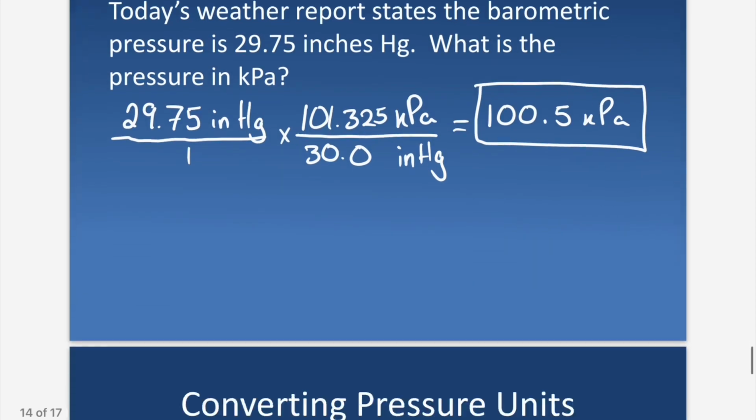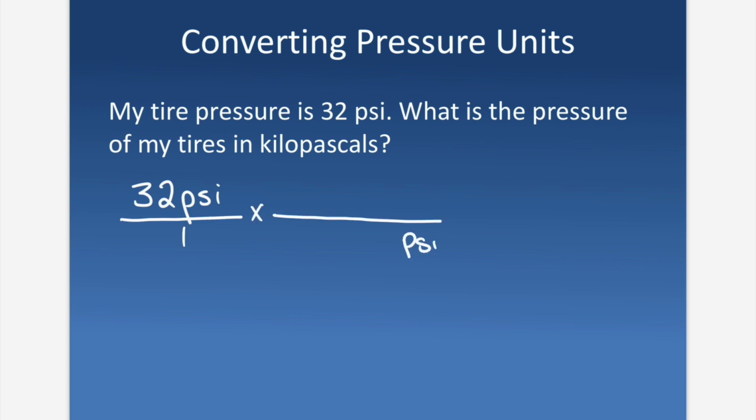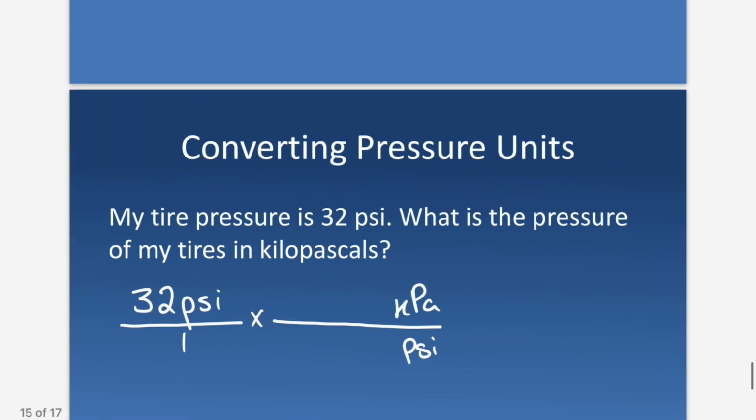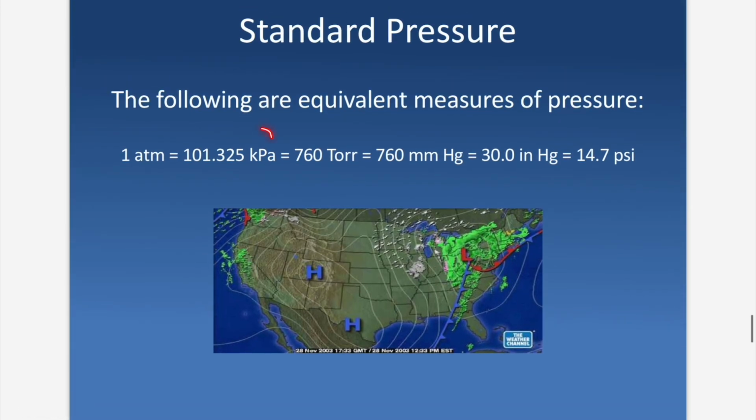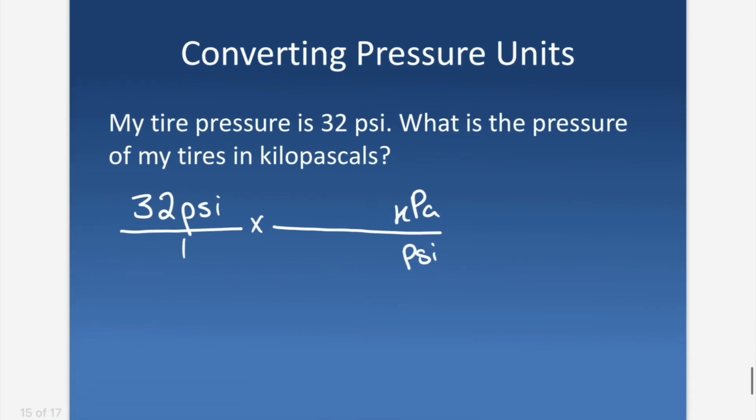Let's do another pressure conversion. This one says my tire pressure is 32 psi. What is the pressure of my tire in kilopascals? Well, again, we'll set it up like we always do. 32 psi over 1. I want to cancel psi, so it's got to go on the bottom. Kilopascals go on the top. So if we go back to our conversion factors, 101.325 kilopascals is equivalent to 14.7 psi. So that's what I'm going to use.